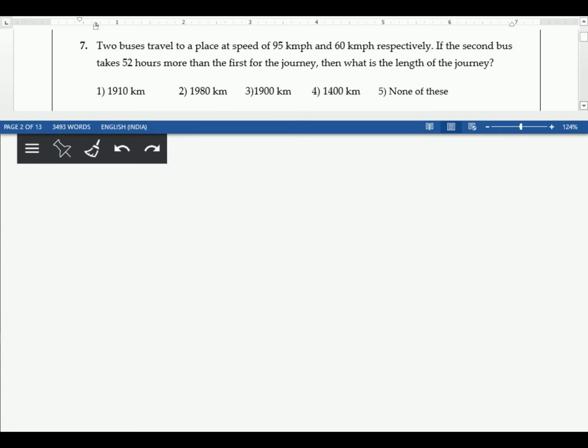Seventh question. Two buses travel to a place at a speed of 95 kilometers per hour and 60 kilometers per hour respectively. If the second bus takes 52 hours more than the first for the journey, then what is the length of the journey?